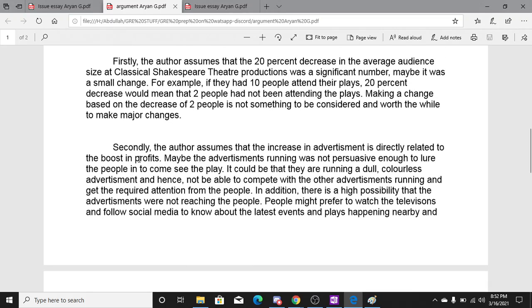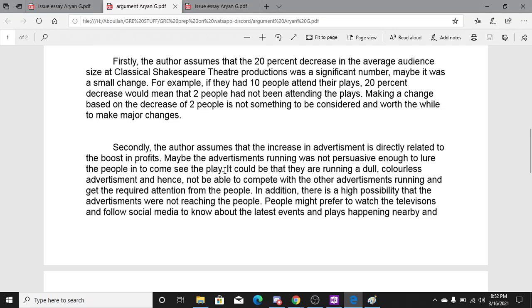Second, it says, secondly, the author assumes that the increase in advertisement is directly related to the boost in the profits. Okay, so probably he is going over here. Let me use my black marker. Oops. Stop moving. Okay. So the author assumed that the increase in advertisement is directly related to the boost in the profit. Maybe the advertisement running was not persuasive enough to lure the people in to come to see the play. Again, you could have stated that.